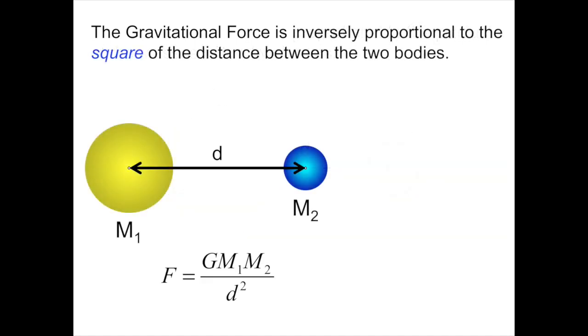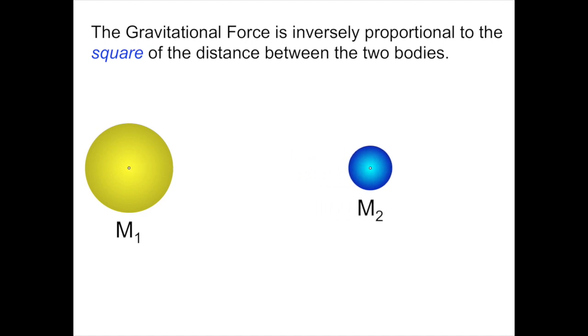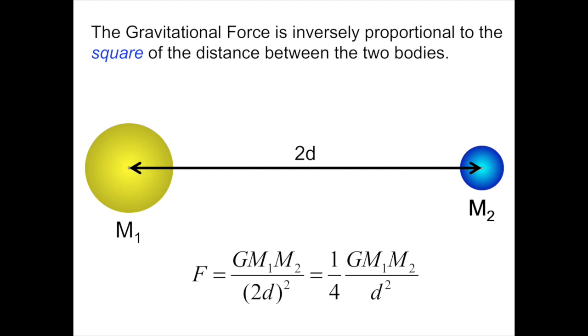We say that the gravitational force is inversely proportional to the square of the distance between the two bodies. Once again, we have our two masses, m1 and m2, situated initially a distance d apart. The force between them is G m1 m2 over d squared. Now let's increase the distance of m2 and move it 2 times further away. Newton would have told us that the force should be G m1 m2 divided by (2d) quantity squared.